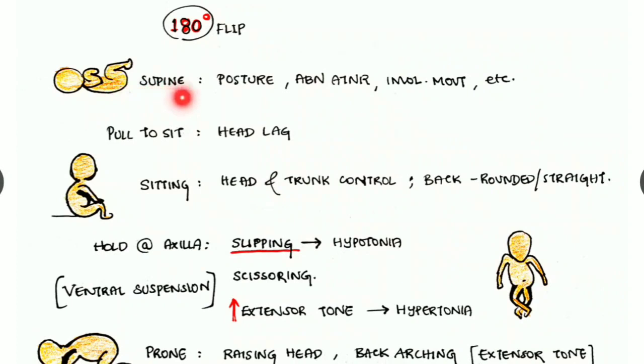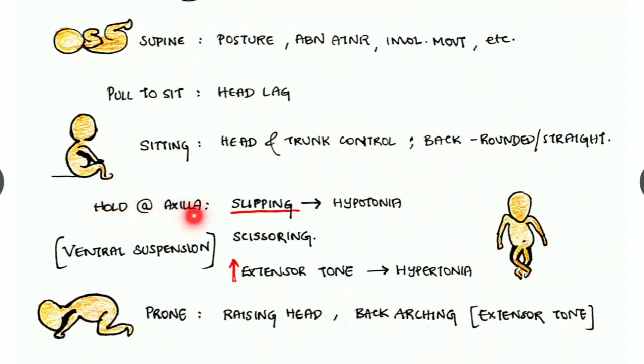In the first step, supine position, examine the child's posture, whether there is any abnormal ATNR reflex, asymmetrical tonic neck reflex. Check out any involuntary movements, etc. Secondly, pull the child to sit and look for any head lag. Thirdly, in the sitting posture, make the child sit. Check the head and the trunk control. Look out whether the back is straight or rounded.